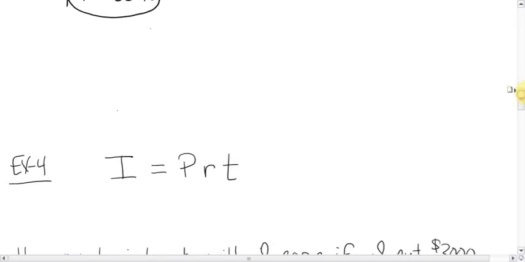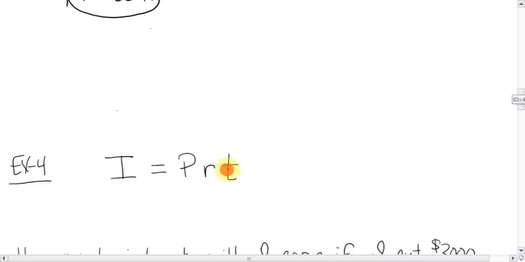Okay, here's a new formula. I equals PRT. First off, what are these PRTs doing to each other? Adding, subtracting, multiplying, or dividing. Well, there's nothing in between them, so that means multiplying. So they're all multiplying each other. The P times the R times the T.